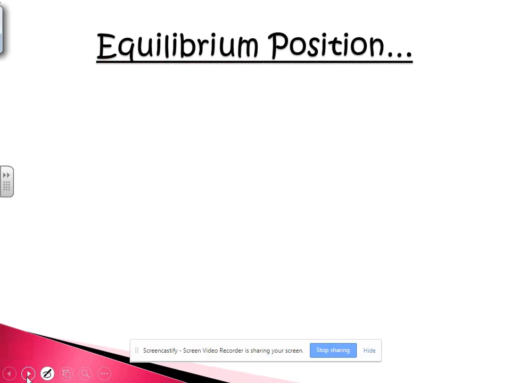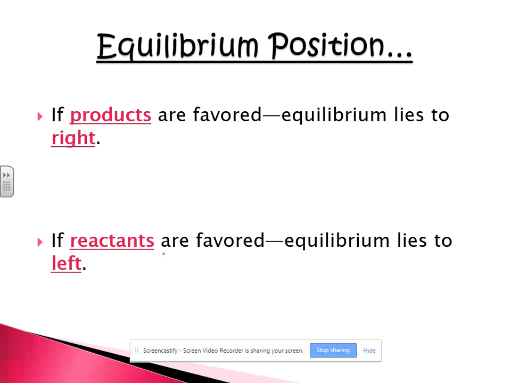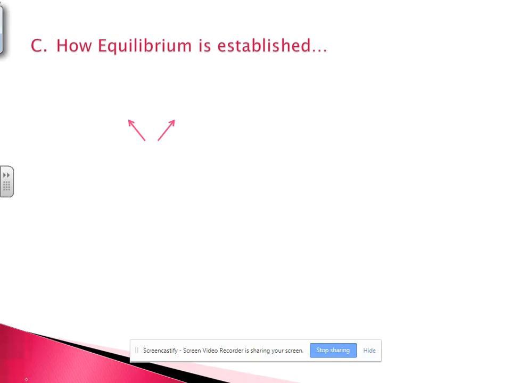One thing we need to be familiar with is called the equilibrium position. So if the products are favored in your chemical equilibrium, what we say is that the equilibrium lies to the right because the products are on the right-hand side of the reaction. If the reactants are favored in the chemical equilibrium, we would say that the reaction lies to the left or favors the left, and that's because the reactants are on the left-hand side of the reaction.